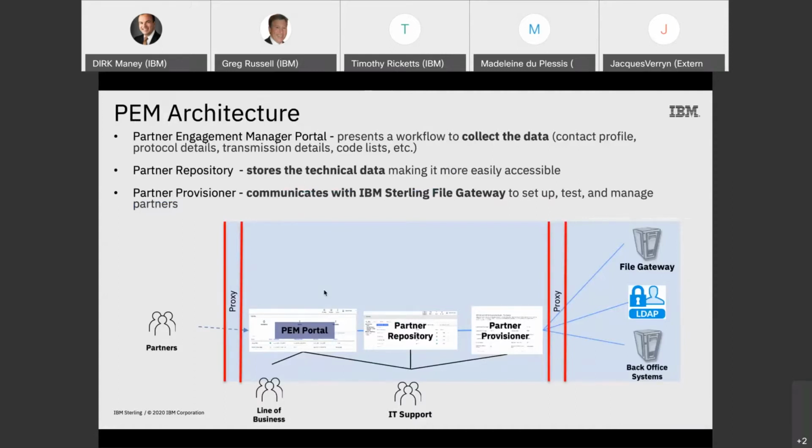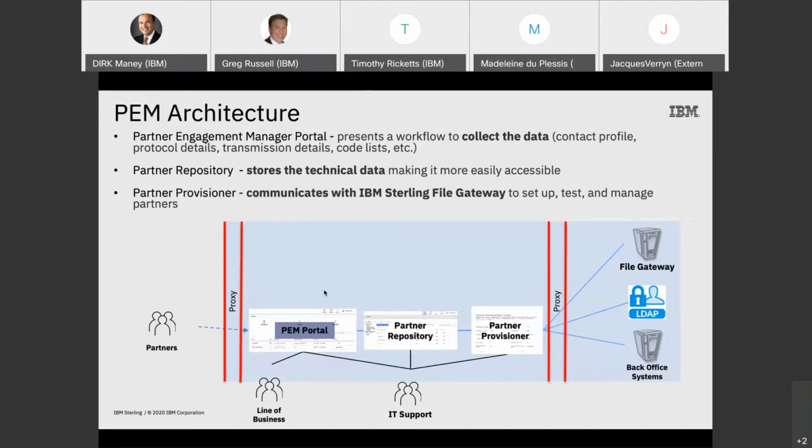Within the partner repository, that's where the technical data may be stored. So if I'm dealing with Sterling File Gateway and communication protocols, there's quite a bit of detail that I need to be able to track for a particular partner, so that this can be passed along into Sterling File Gateway, and that partner can then conduct training. That is where we store that data within the partner repository.